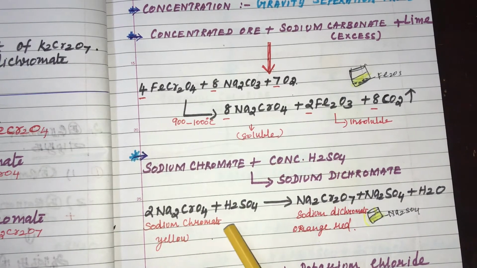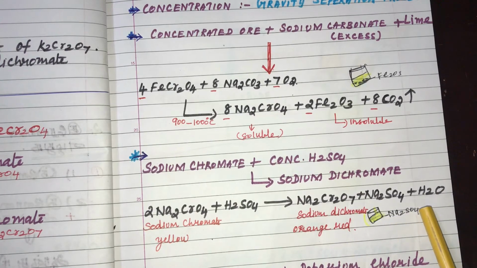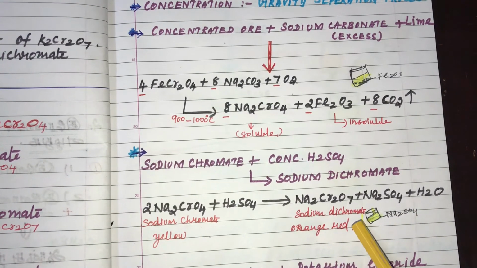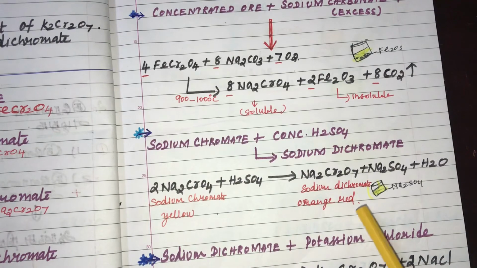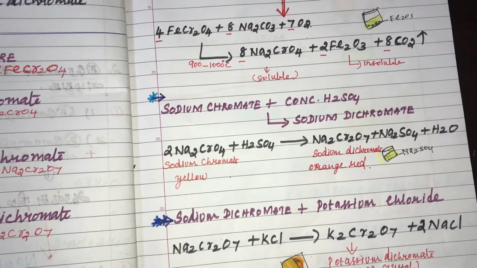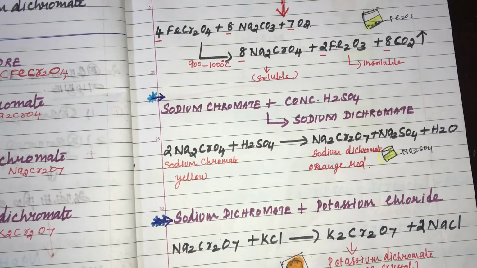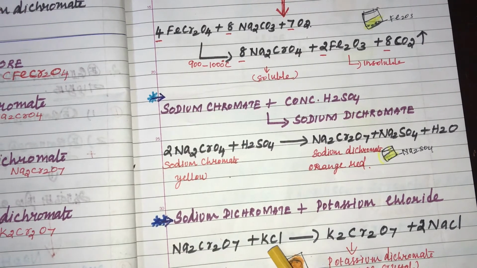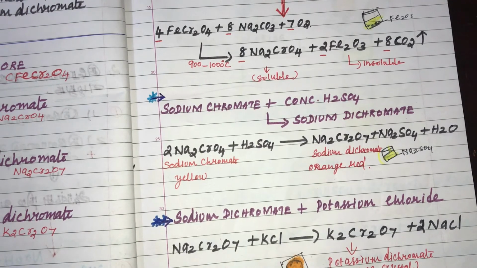2Na2CrO4, sodium chromate, plus sulfuric acid H2SO4 gives sodium sulfate along with sodium dichromate plus H2O. Here the sodium dichromate is filtered and treated with potassium chloride to get potassium dichromate. In the place of sodium, the potassium gets substituted. Here it should be 2, as it is.